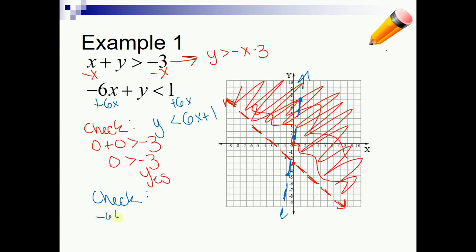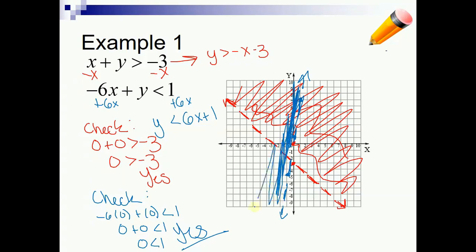So I got negative 6 times 0 plus 0 is less than 1. So I get 0 plus 0 is less than 1, or 0 is less than 1. And that's a true statement, right? 0 is in fact less than 1. So that means on this side of my line, where 0, 0 is going to be located, I'm going to sketch it.